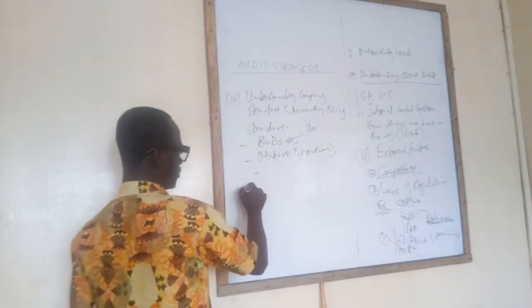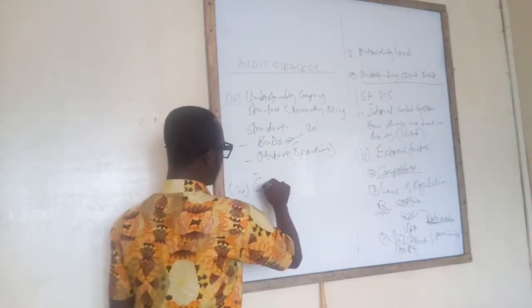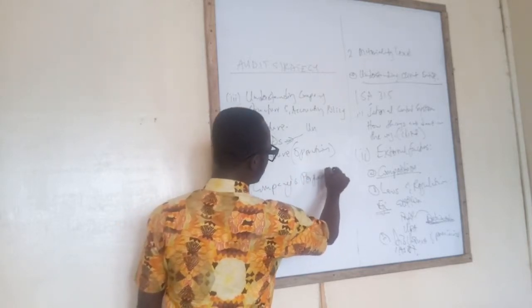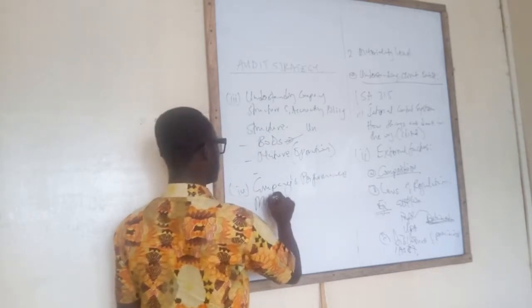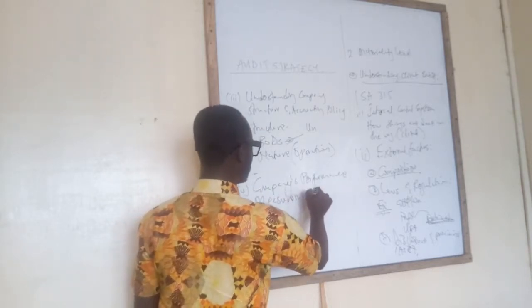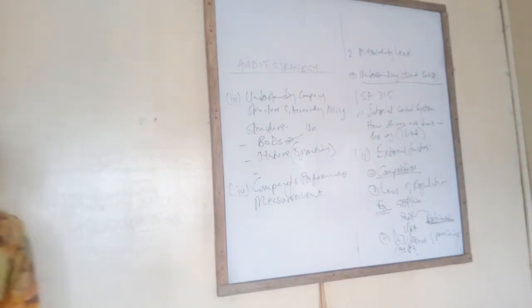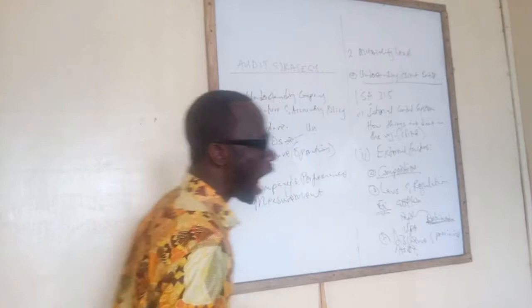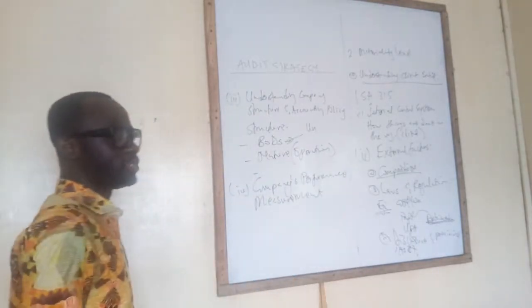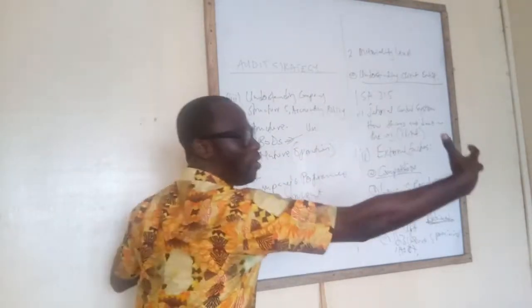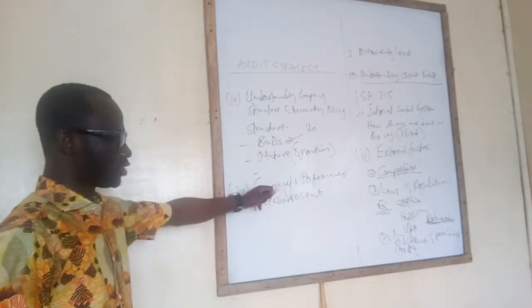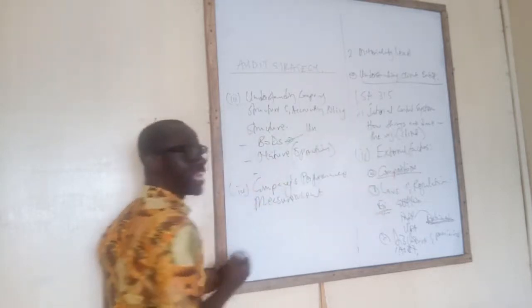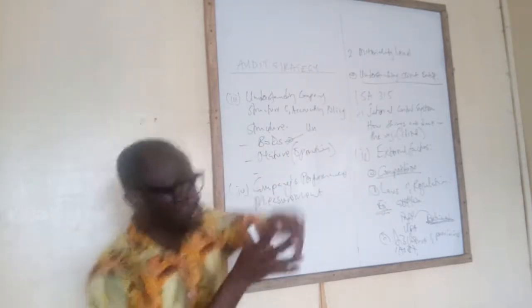Number four. We need to understand the company's performance measurements. So what metrics does the organization use in appraising the performance of management? In paying the bonus of management? This is very important.